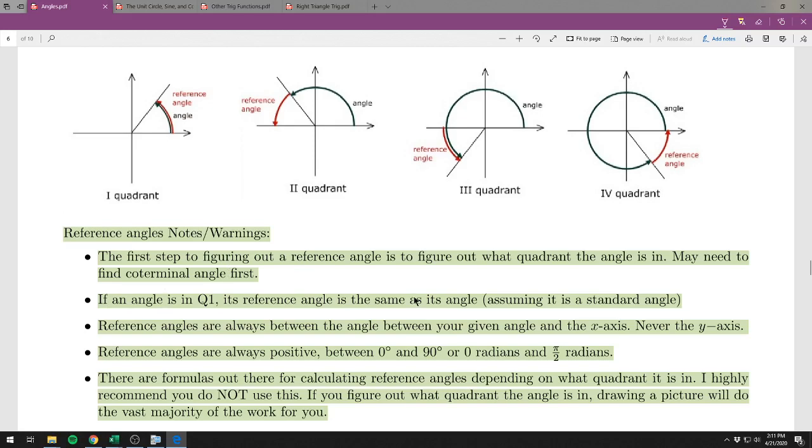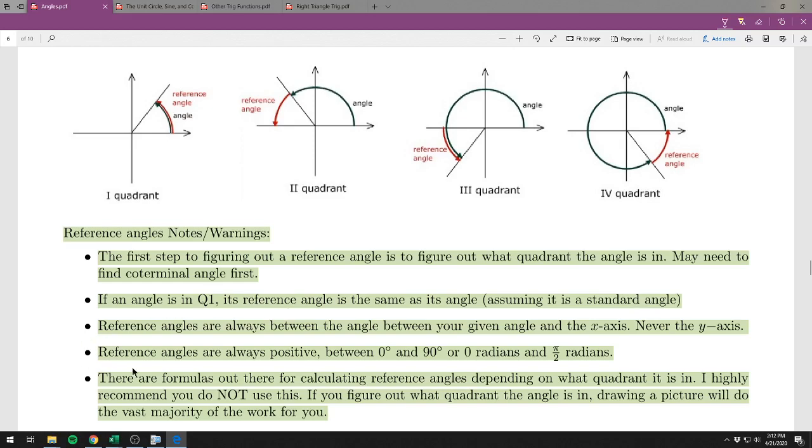Now, if an angle is in quadrant 1, like I mentioned, its reference angle is the same, assuming it is between 0 and 360 or 0 and 2 pi. Reference angles are always between your given angle and the x-axis, never the y-axis. So for example, the quadrant 2 angle up here, we would always figure out the reference angle down this way. This angle here, this little section, is not important.